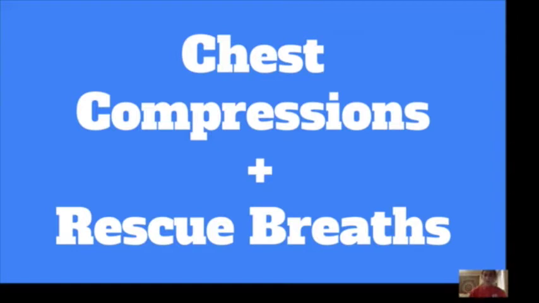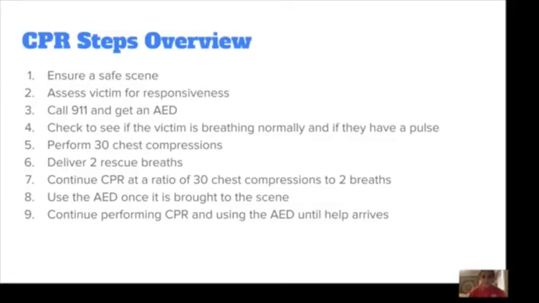So, to perform CPR, you need to do the following steps. First, you want to ensure that the scene is safe because you don't want to become a victim yourself. Then, you want to assess the victim for responsiveness. Then, you want to call 911 and ask someone to get an AED. Then you want to check and see if the victim's breathing normally and if they have a pulse. And then you perform 30 chest compressions, deliver 2 rescue breaths, and then continue CPR at a ratio of 30 chest compressions to 2 breaths. And then once an AED is brought to scene, you want to use it immediately and then just continue performing CPR and using the AED as it prompts you to until other help arrives.